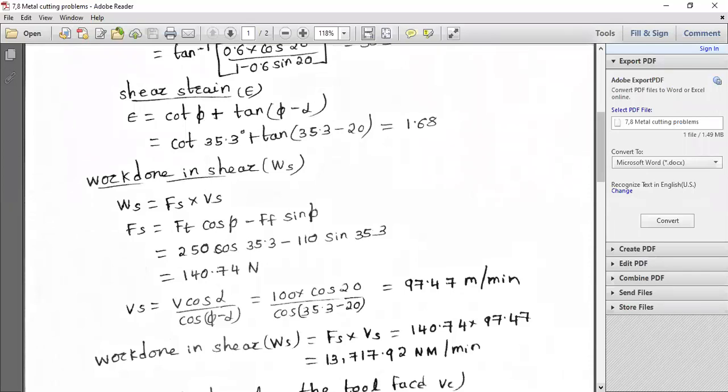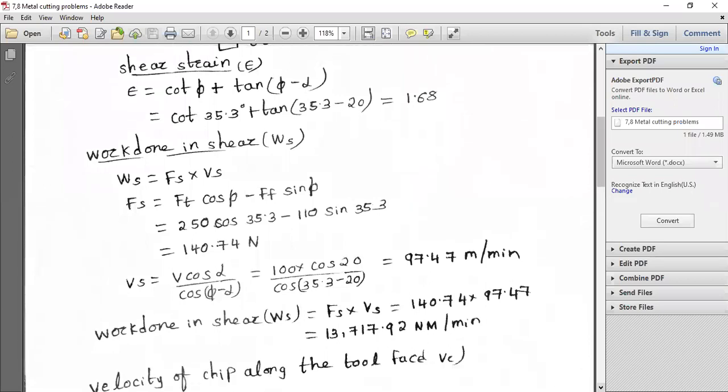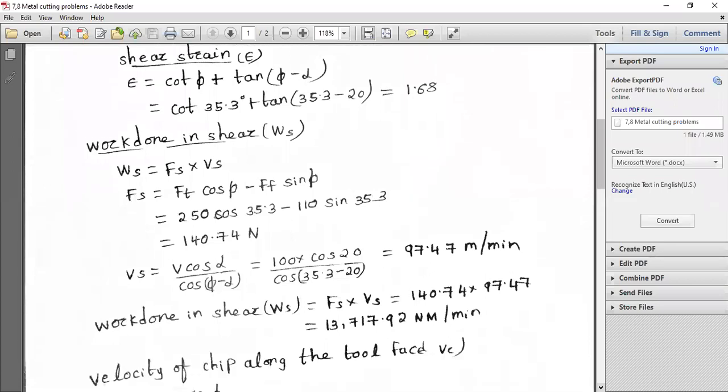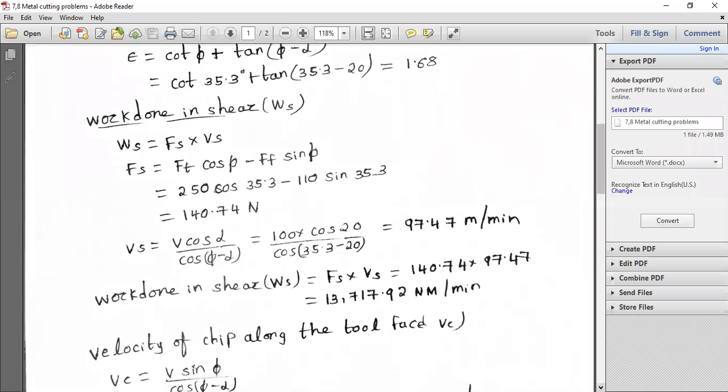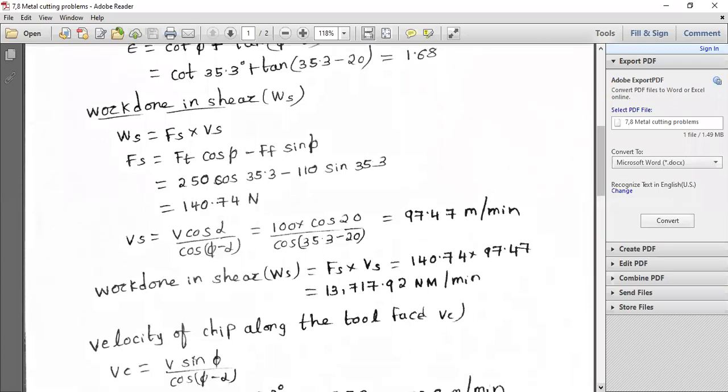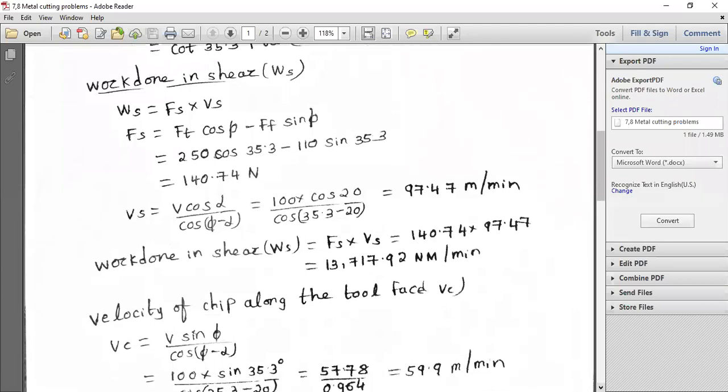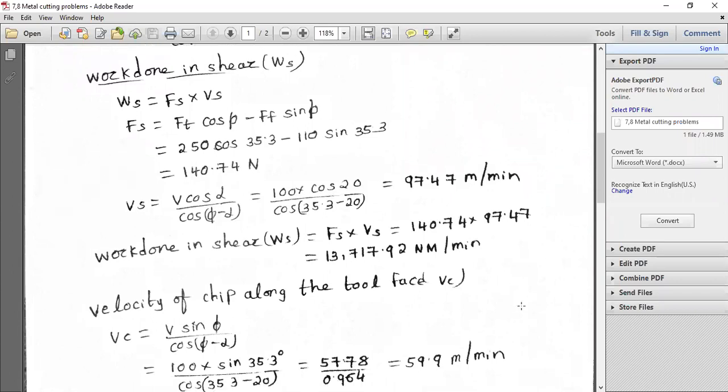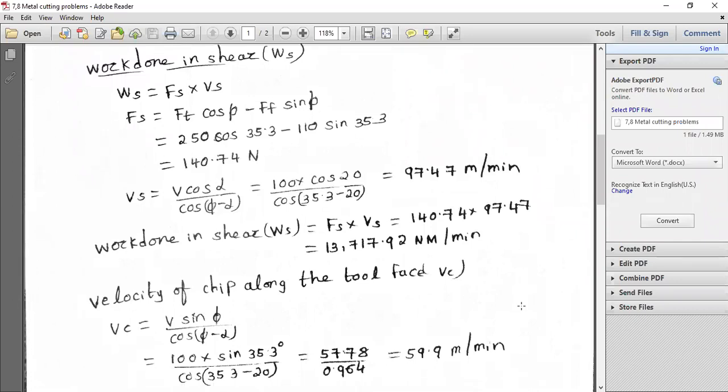So work done in shear is like this, Fs into Vs. What is the velocity of chip? It is Vc. Whenever you are taking the velocity of the chip along the tool face, Vc is equal to V sin phi by cos of phi minus alpha. Why am I repeating this? Because everybody is writing Vs is equal to V cos phi. If you put V cos phi instead of V cos alpha, then it is a wrong formula. Likewise, instead of Vc equal to V sin phi, if you put V sin alpha, then it is wrong. So you have to be conscious of the formulas.